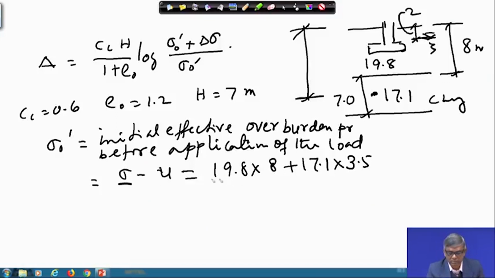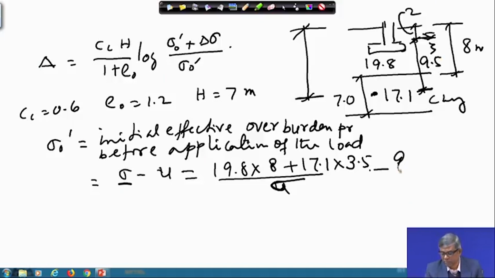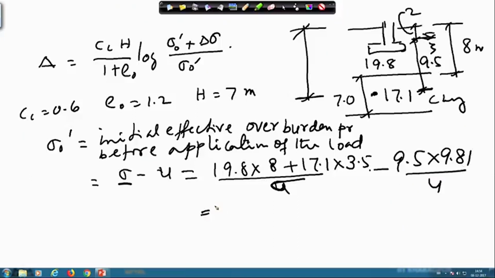So, this is the total stress, and effective stress is sigma total minus u. The depth from the water table up to the middle of the clay layer is 6 plus 3, that is 9.5 meters away. So, 9.5 into 9.81 is u. If I do that, the value comes to 125.055 kilonewton per meter square.